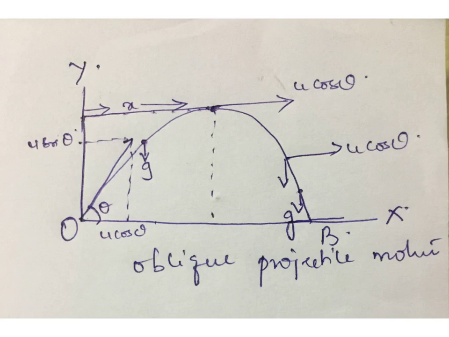So let's study about projectile motion. Now, projectile motion is when a constant force acts on a particle at an angle which is not equal to 0 degrees or 180 degrees, and its initial velocity should not be equal to 0, along the direction of its initial velocity.